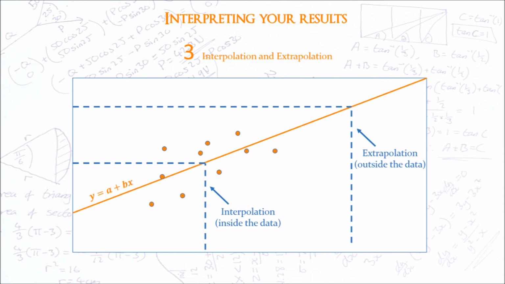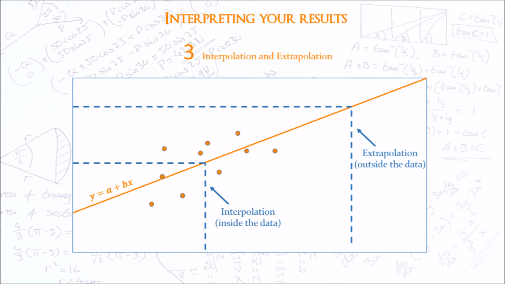The third type of question we could be asked to do is regards to interpolation and extrapolation. This is where we're going to make predictions using our least squares regression line, and there's two types of predictions that we could do here. The first is interpolation. This means that we are making our prediction inside the data set that we use to calculate the least squares regression line in the first place.